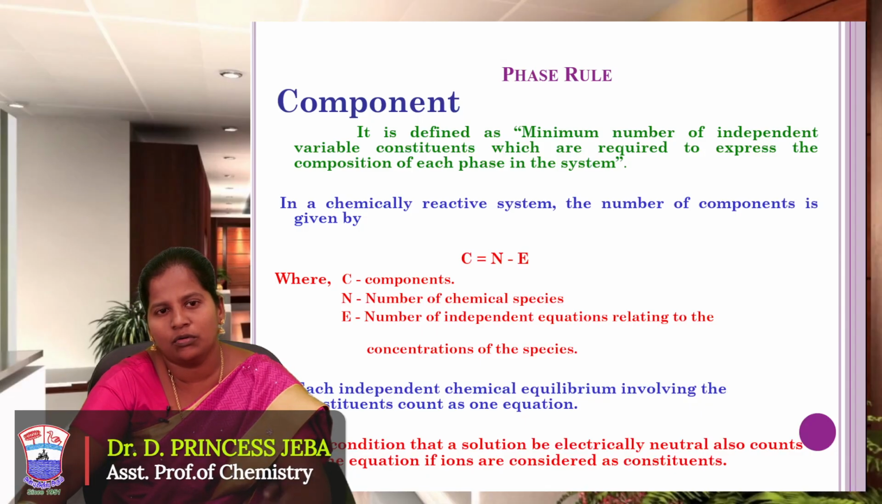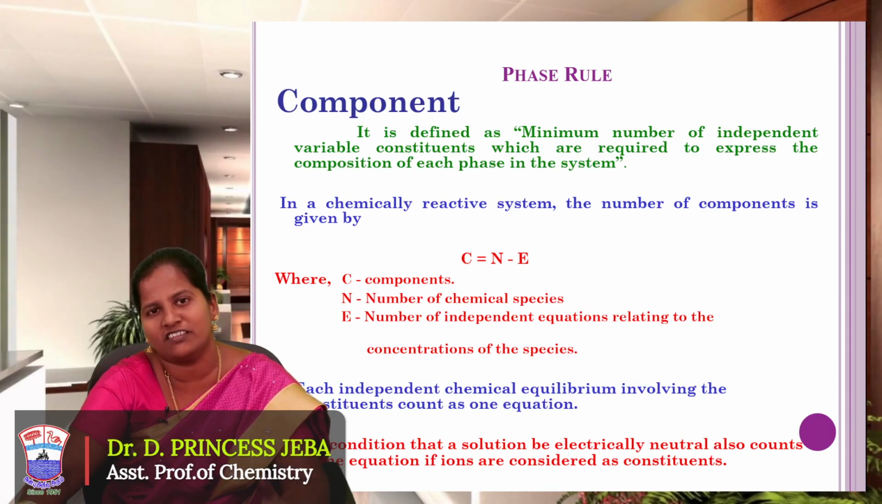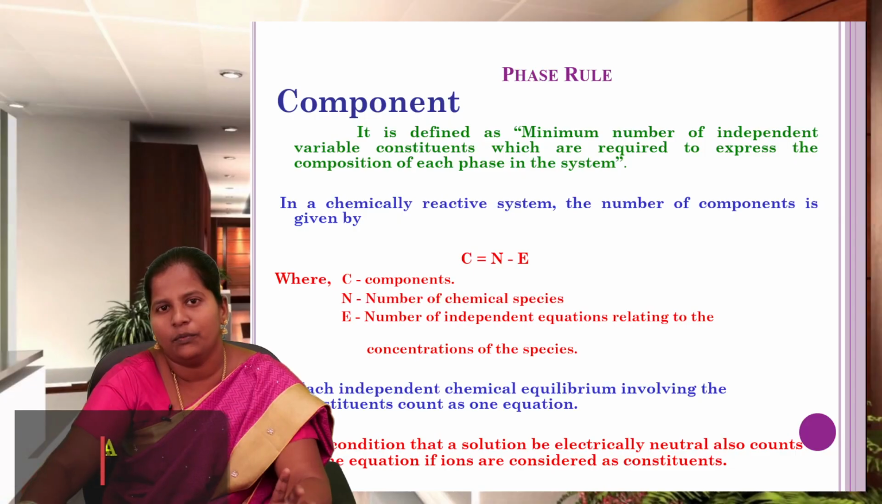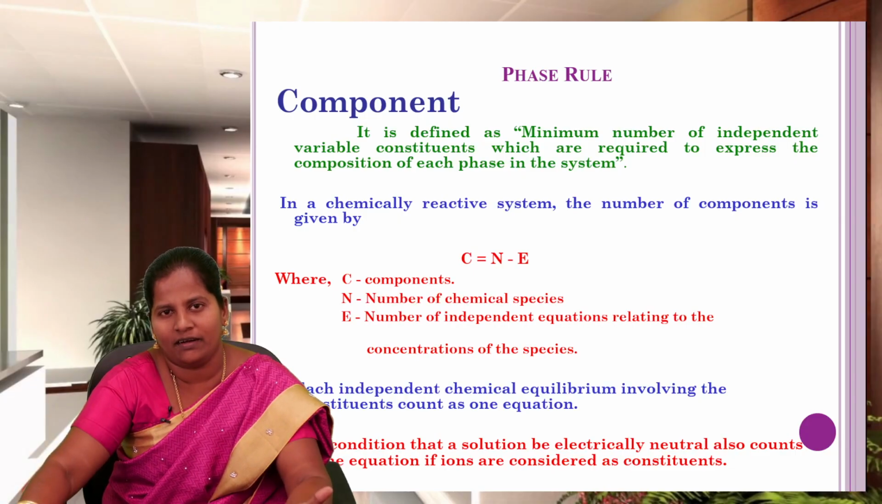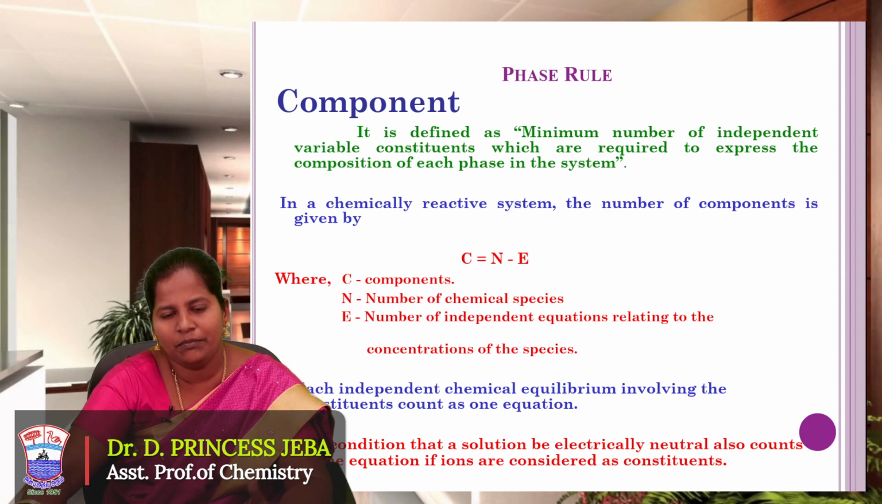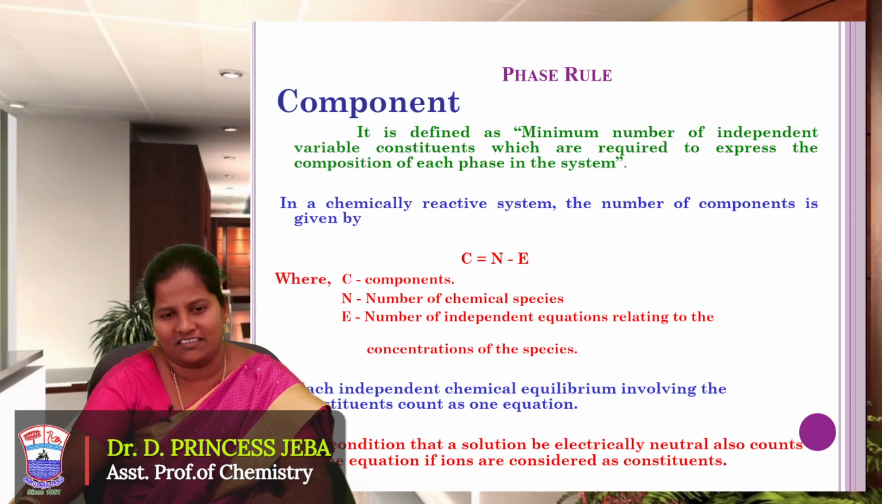If you want to determine the composition of ice at a particular temperature and the composition of liquid water at a particular temperature, we need H2O, or water, as a single component. A component is nothing but the minimum number of independent variables which we require to express the composition of each phase in the system.